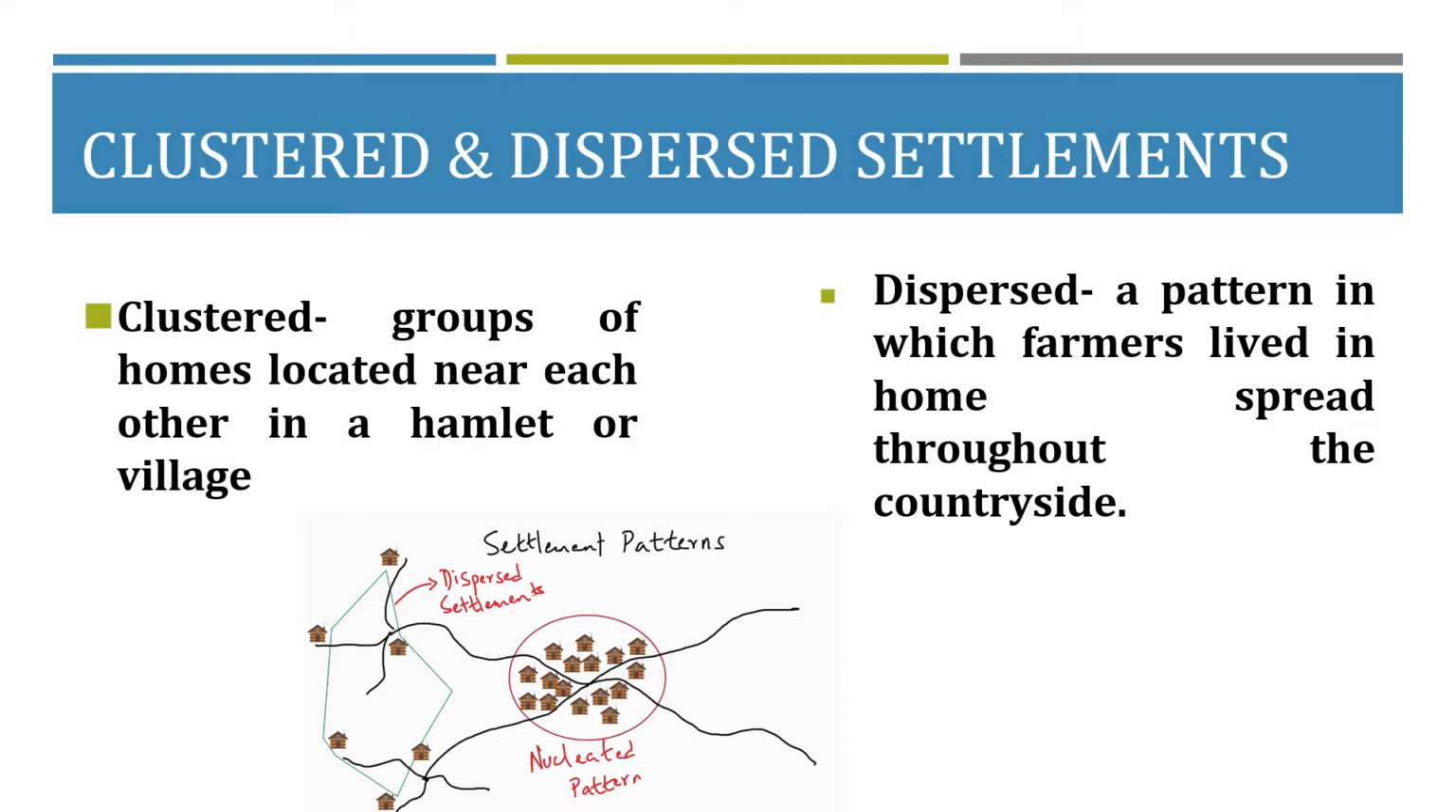A dispersed pattern is when farmers live spread out throughout the countryside. This was more common in the southern colonies. So in places like Georgia and South Carolina, this was the type of pattern that was established. And we can still see this play out in the way that people live today. In the north, there are a lot more cities. People live a lot closer together. In the south, there are a lot fewer cities. People live further apart. And it's because of this original type of settlement pattern.